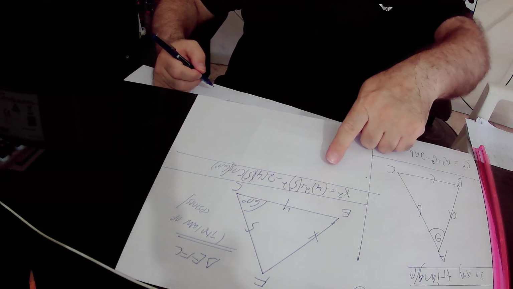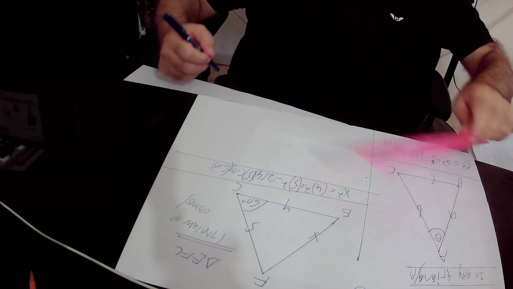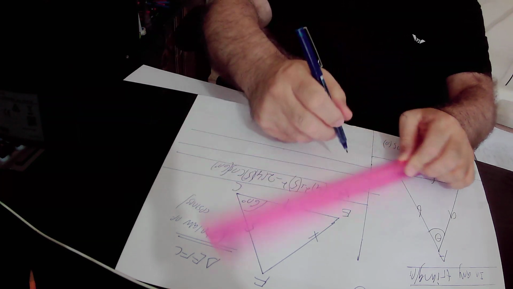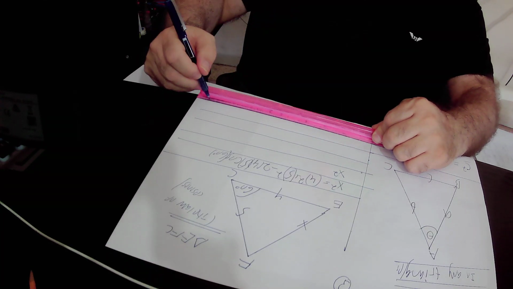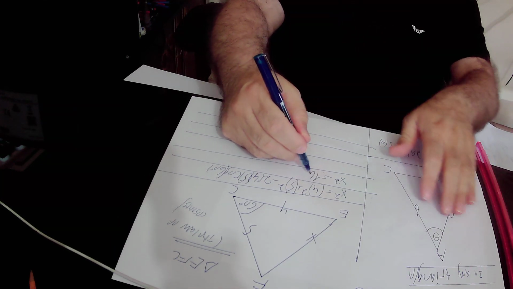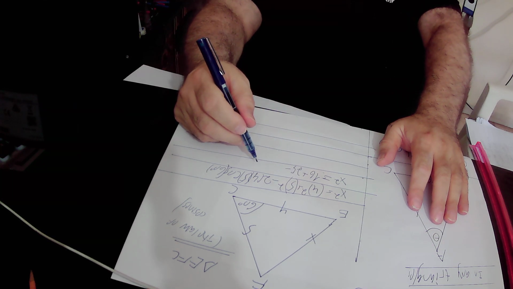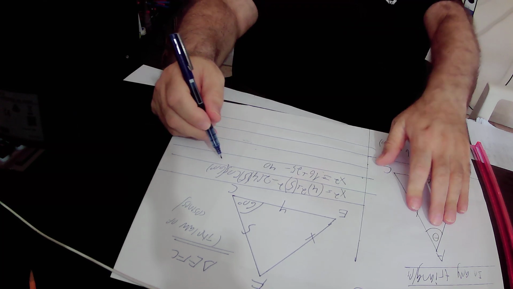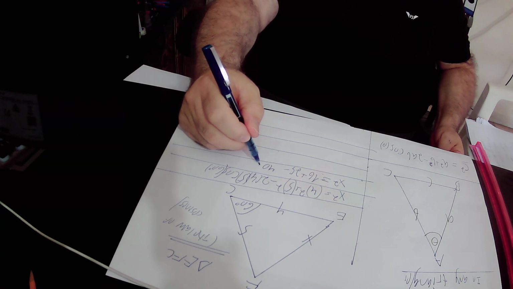X squared equals 4 squared plus 5 squared minus 2 times 4 times 5 times cosine 60 degrees. So here we found that x squared equals 4 squared, which is 16, plus 5 squared, which is 25, minus 2 times 4, which is minus 8, and minus 8 times 5 is minus 40, times cosine 60 degrees. Cosine 60 degrees equals 1/2, so we substitute cosine 60 degrees by 1/2.